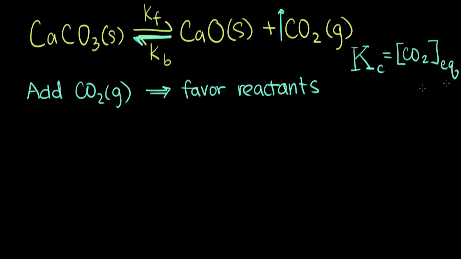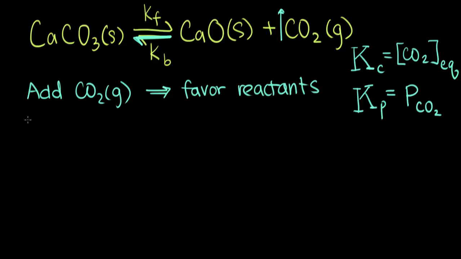You can also write it in terms of partial pressures. So there's our capital K with a P subscript, which means that instead of concentrations, we're writing everything for gases in terms of partial pressures. So we have the partial pressure of CO2. And again, that's it, because everything else is a solid, so we don't include those in our equilibrium expression. Writing these expressions out will be really helpful for our second condition.